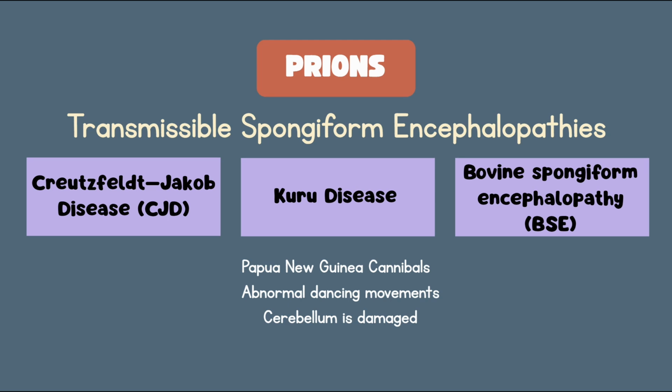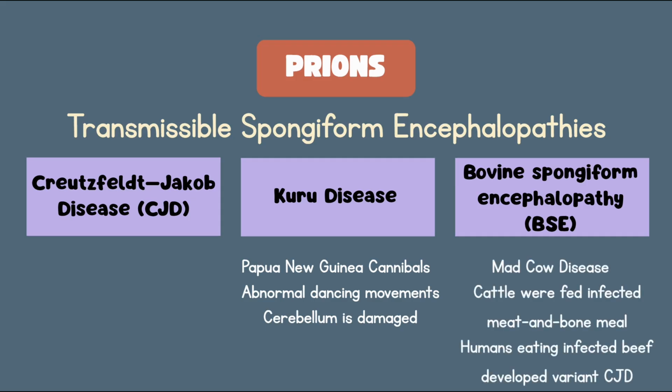Another prion disease is bovine spongiform encephalopathy, BSE, and it's commonly known as mad cow disease. This disease appeared in the cattle industry when cows were fed infected meat and bone meals. They developed this disease. Now, it's important to note that humans that ate the infected cows developed a condition of variant CJD, so variant Creutzfeldt-Jakob disease.